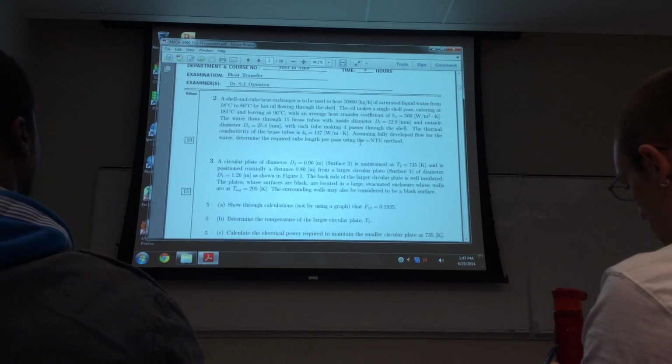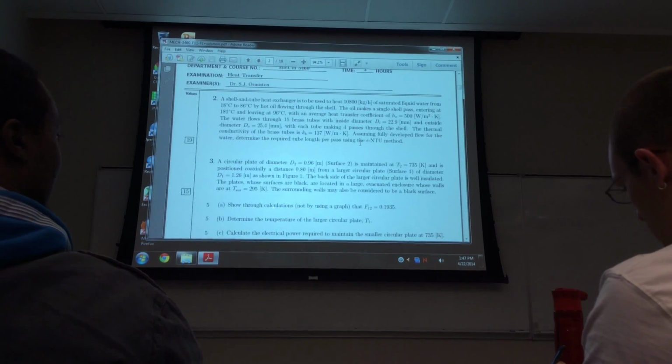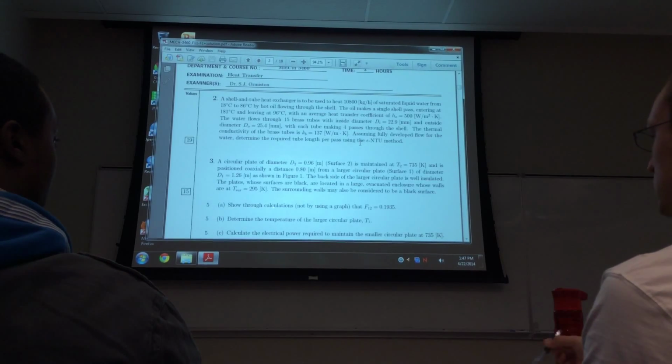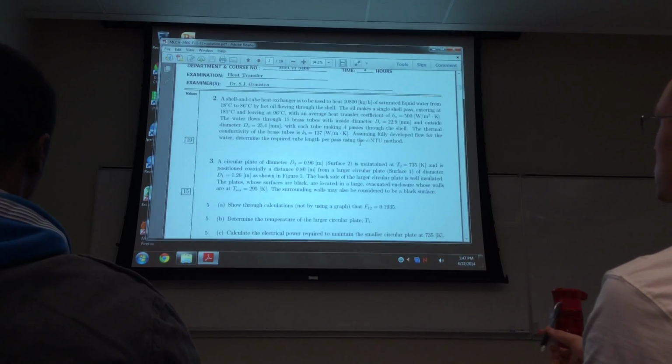That's easy. And the same thing with the LMTD method, although we didn't do it. If you do the LMTD method, then you have these graphs of F correction factors, and they are always based on assuming counterflow.